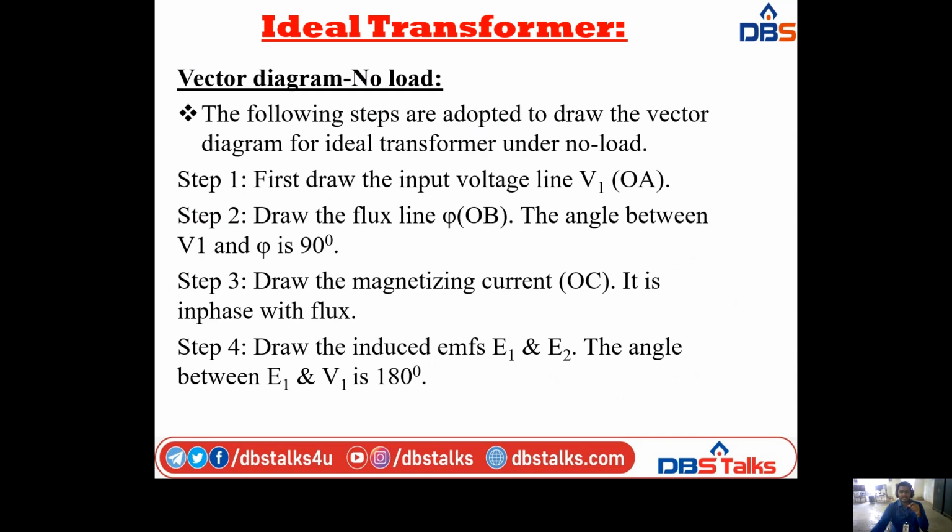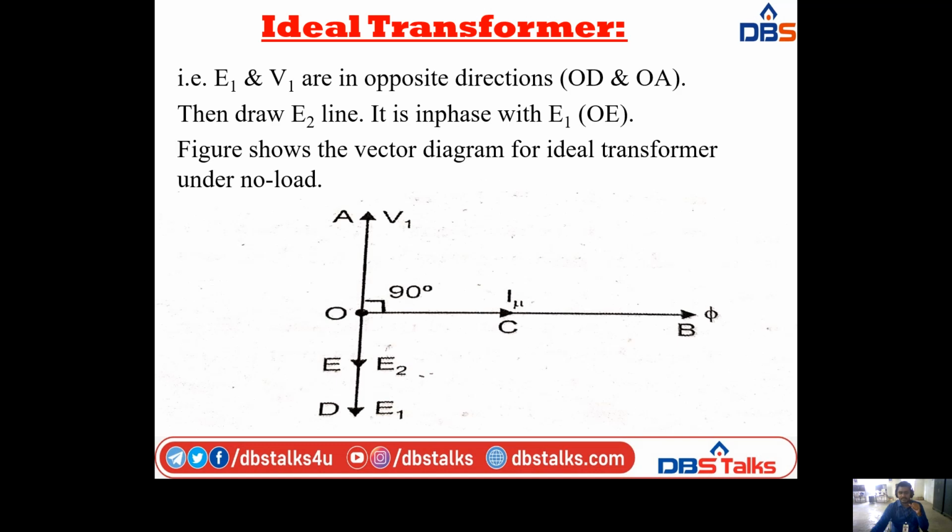Coming to the vector diagram on no load, for the ideal transformer I am drawing a vector diagram. If you want to draw the vector diagram on no load for a transformer, the following steps are adopted. Firstly, I will draw the input voltage line V1 and denote it with the letters O and A. On one side I am representing O and on the other side A. This is a vertical line OA, called the input voltage line V1.